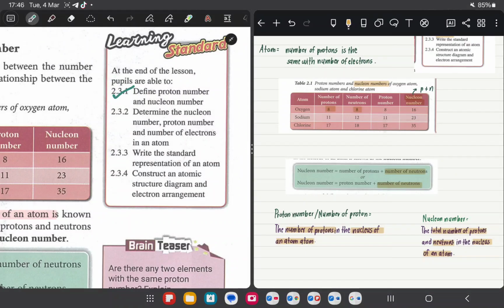We will meet in another lesson, where I'm going to talk about how to determine the nucleon number. Again, recall, what is nucleon number? P plus N. And how to determine proton number? Proton is only proton. Where is proton located? In the nucleus. And finally, number of electrons in the atom. Always remember, the number of electrons and protons of an atom is very simple: they are just the same. Let's say your proton number is 11, so your number of electrons is also 11 in an atom.